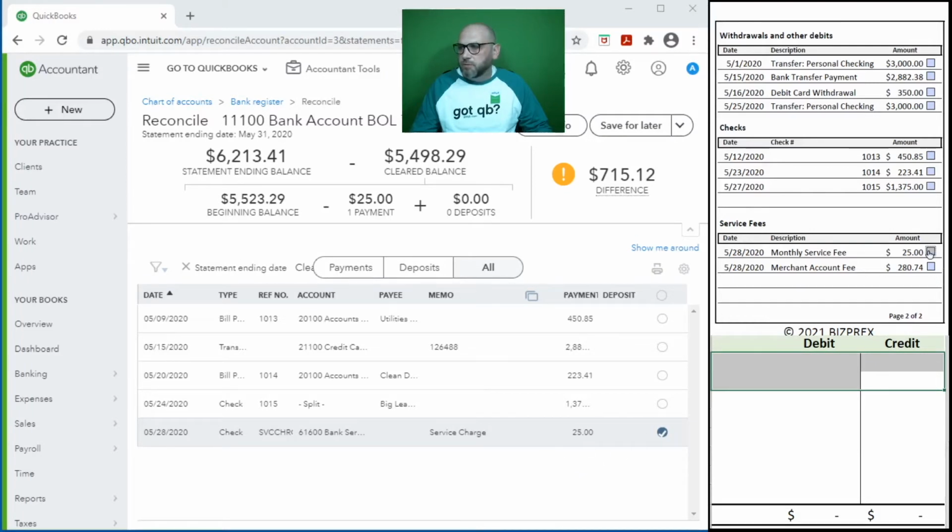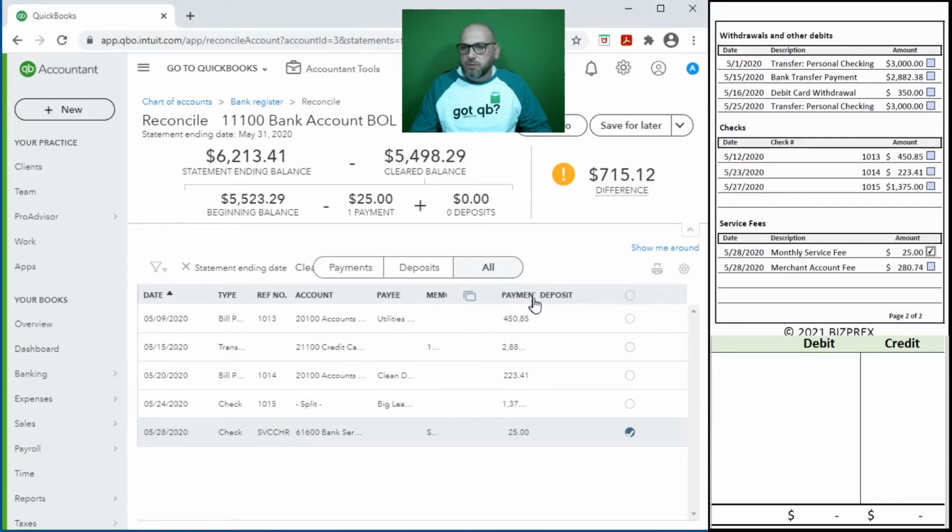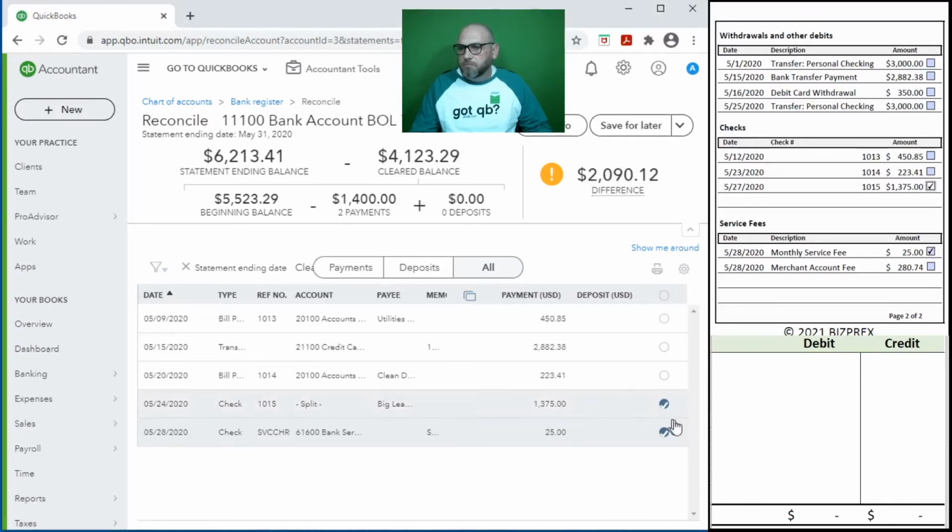25 right here. All right, let's make sure we adjust our windows so we can see everything clearly when we reconcile, including our, there it is. All right. So what do we see? We see our checks right here.